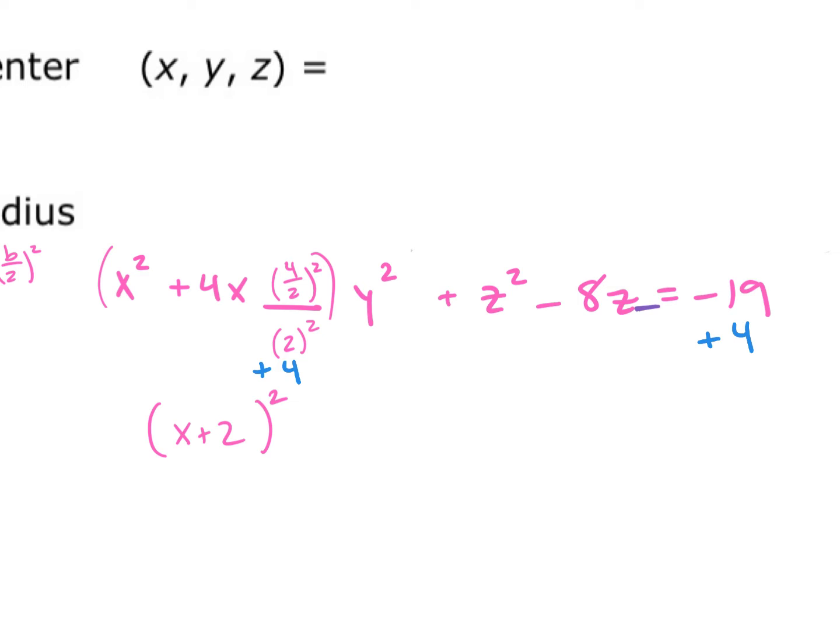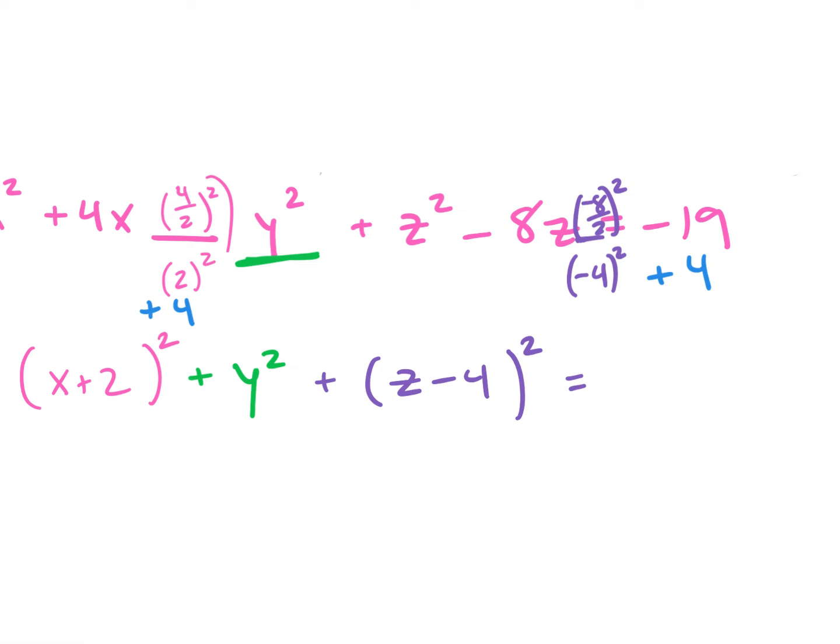What do I need to do with the y? Nothing. Just leave it as y squared. And then let's complete the square with z. So what's my b here? So negative 8 over 2 squared. So negative 8 over 2 is negative 4. So I have negative 4 squared. What's going to go into my parentheses? Z minus 4 squared. And then what am I adding on this side that I also need to add on the right side? I'm adding 16 because 4 squared is 16. So I also have to add 16 on the right. So on the right side, I end up with 1.